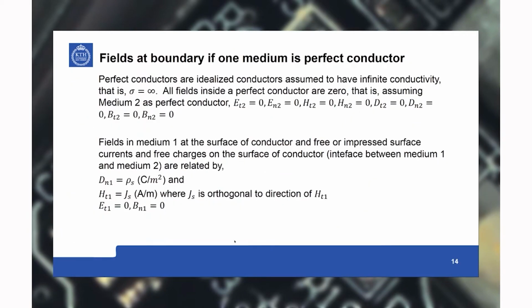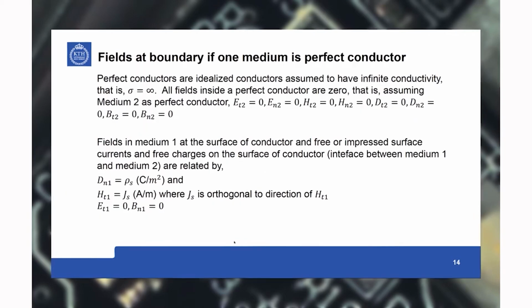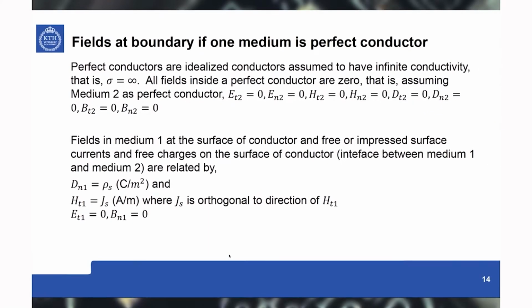Now, fields at a boundary if one medium is a perfect conductor. What is a perfect conductor? They are idealized conductors assumed to have infinite conductivity. So in reality, there are no perfect conductors. Well, you can say that superconductors approach the definition of perfect conductors. Otherwise, it is an idealized medium, and the conductivity is given as infinity.